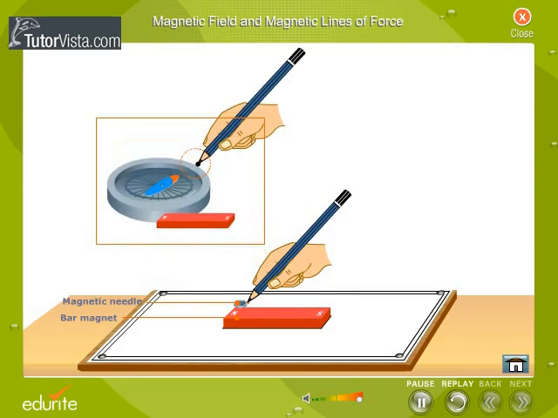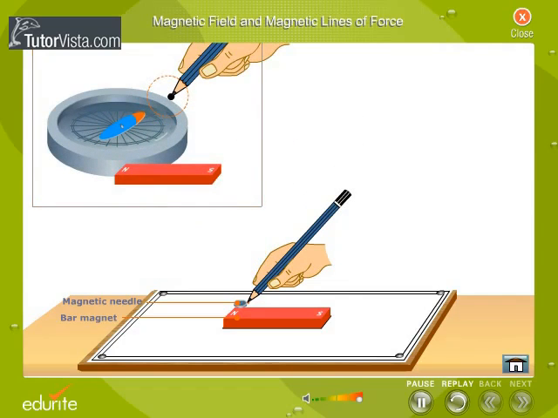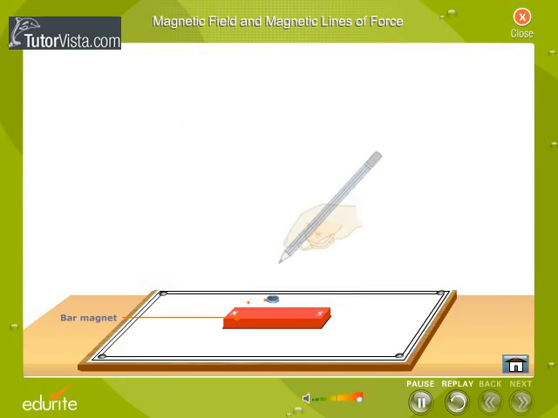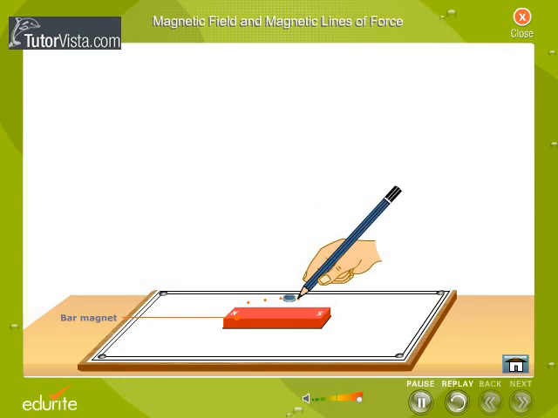Mark the other end of the needle as shown here. Now move the magnetic needle in such a way that its south pole is where its north pole was. Mark the new position of its north pole. Repeat this until the other end of the magnet is reached.